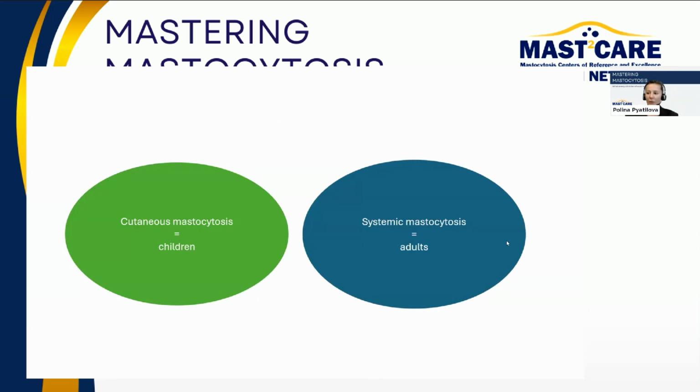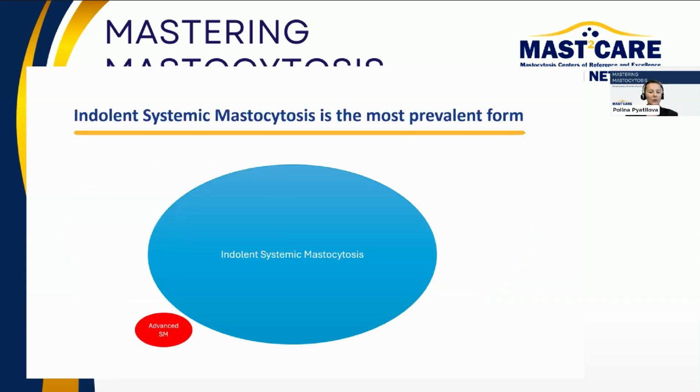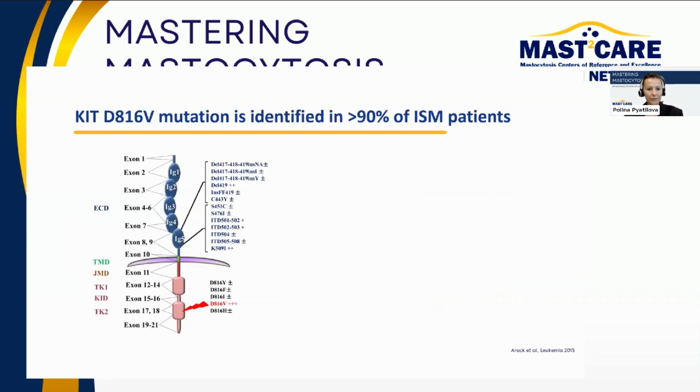And this is our main topic today because it's a big challenge. But what we have to know is that there are different forms of mastocytosis, but indolent systemic mastocytosis is the most prevalent one. So it means that the patients are not in danger. Usually they have a normal life expectancy, and they don't have this advanced form. So from the beginning, it is more likely that your patients will not have aggressive mastocytosis, and that's why we will not focus on this today.